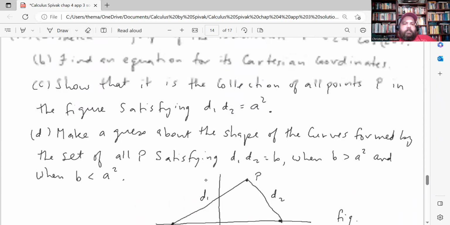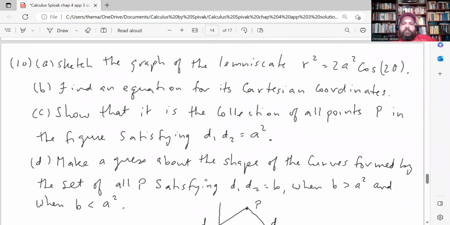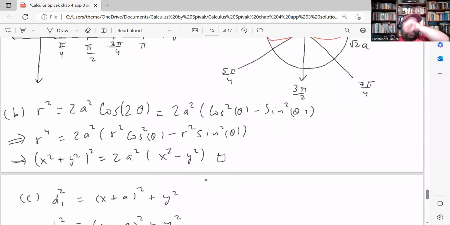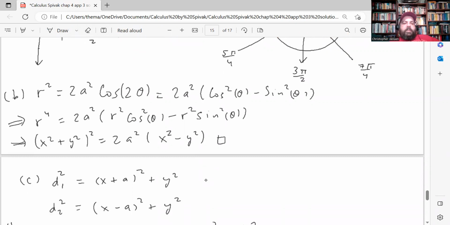Part A. Part B, find an equation for its Cartesian coordinates. So again, relatively straightforward. You just use the formulas for going back and forth between polar and Cartesian coordinates. So here, if r squared is equal to 2a squared cosine 2 theta, I can write down using an identity for cosine 2 theta. If you remember, cosine 2 theta is the same thing as cosine squared theta minus sine squared theta. And then I can multiply through by r squared. So you get r to the fourth on the left-hand side equals 2a squared in parentheses r squared cosine squared theta minus r squared sine squared theta.